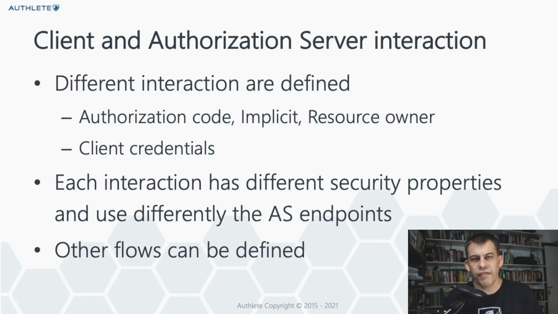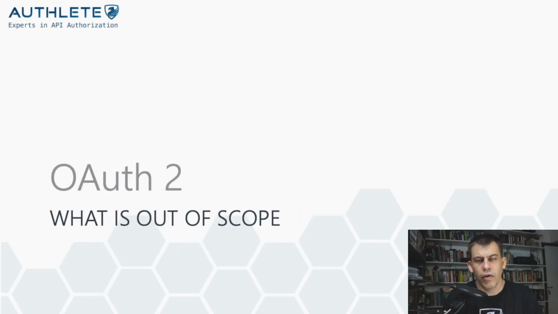Each flow has a different security property and uses different endpoints of the authorization server. So I will detail each of those flows later in further videos, showing exactly what the security properties are and how each of those flows interacts with which endpoint on the authorization server. And other flows can be defined as well. Okay, for a general introduction, we're seeing the initial structure, and it will be really better for you to understand what is not in the scope of OAuth, in order for you to know why you're looking for such a thing.